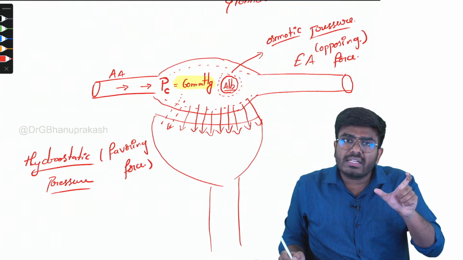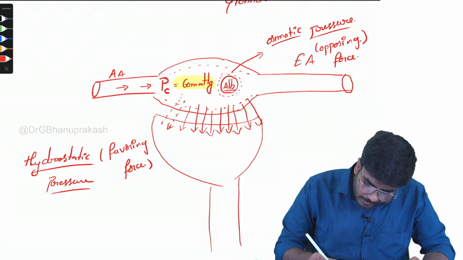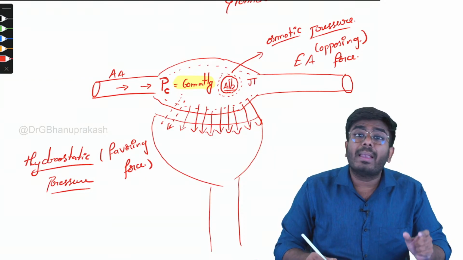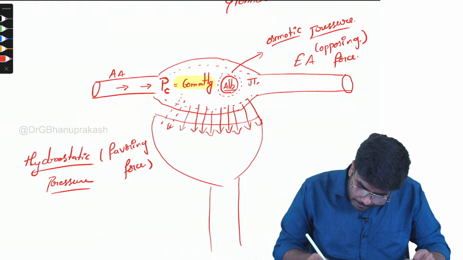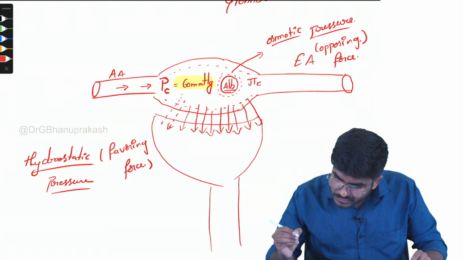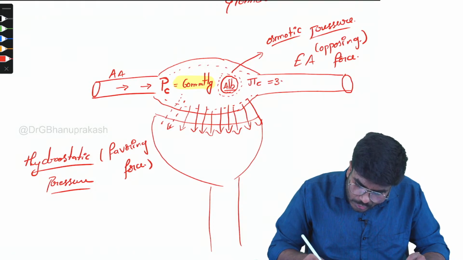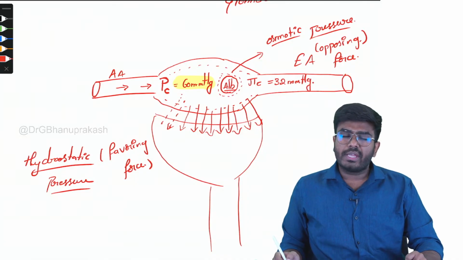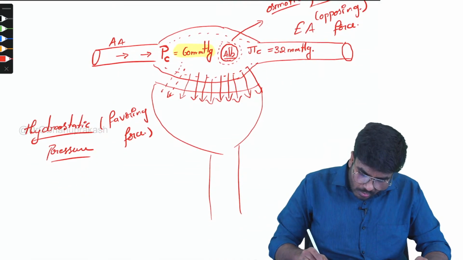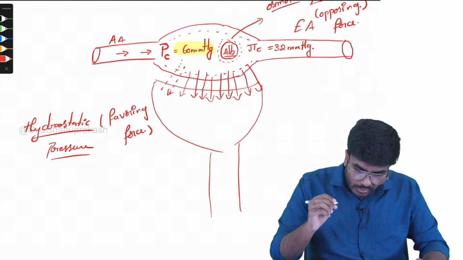Okay, now question. What is the osmotic pressure? The osmotic pressure, let me show you with the symbol pi. Pi C for osmotic pressure in the glomerular capillary. So how much is it? It is 32 mmHg. Okay, so two pressures are completed. Now you have to know one more important pressure.